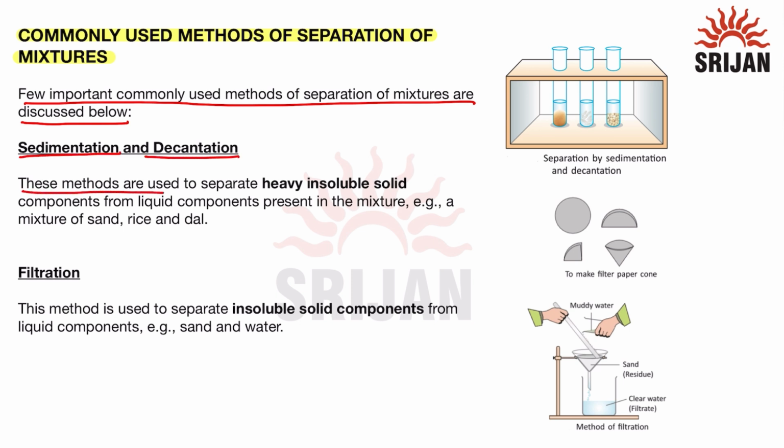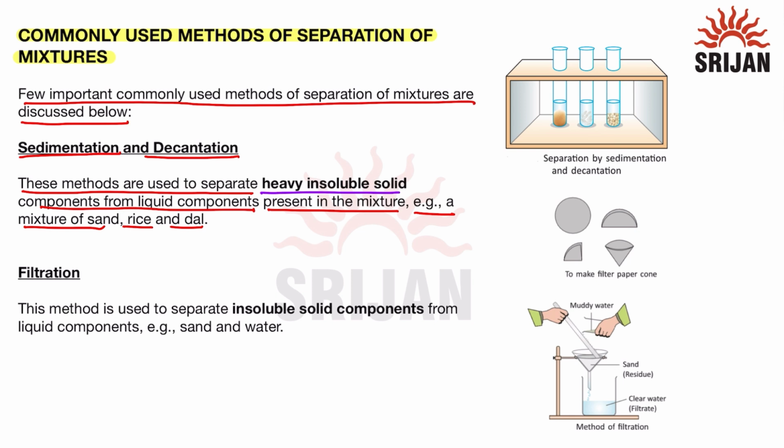Now, these methods are used to separate heavy insoluble solid components from the liquid components present in the mixture. The example is a mixture of sand, rice and dal. So if we mix sand and water, it can be separated using the method of sedimentation and decantation. This method is used to separate the heavy insoluble solid component from the liquid component.